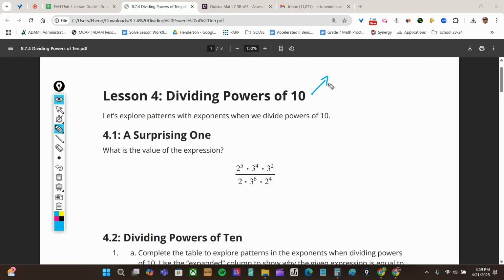Okay. Subtract the exponent in the denominator. So we want to subtract. Let me see if I can fix this real quick. All right. Subtract. Still not working, but we're going to keep it.